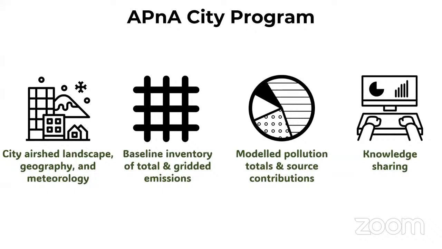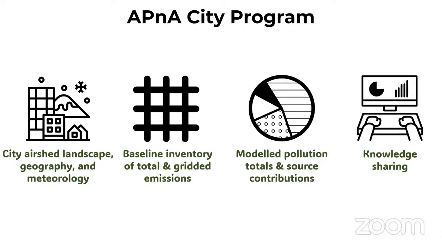Under this, for cities especially, we collect a lot of information on their landscape, geography, and meteorology, and we build a baseline emissions inventory and a baseline meteorological data collation, and use that through a chemical transport model to do both spatial and temporal analysis, and then use that information to do PR, knowledge sharing.